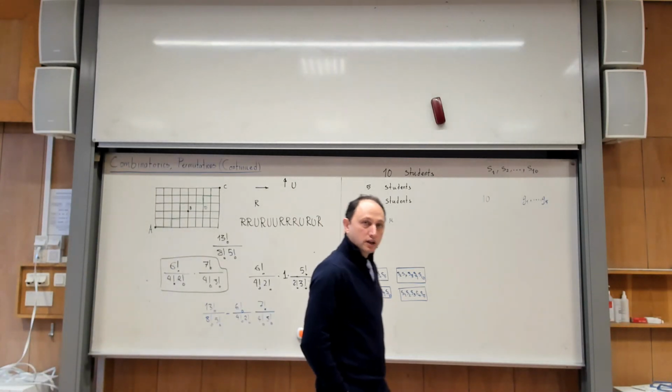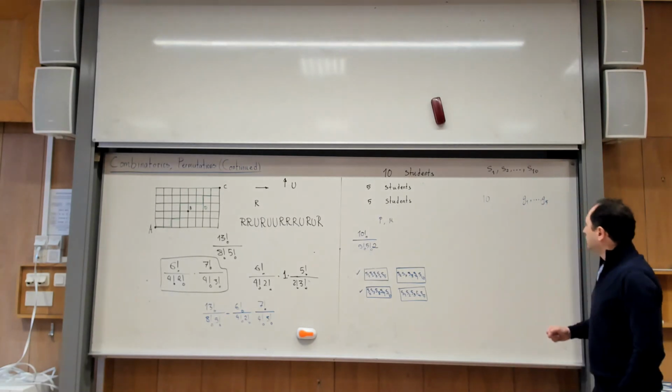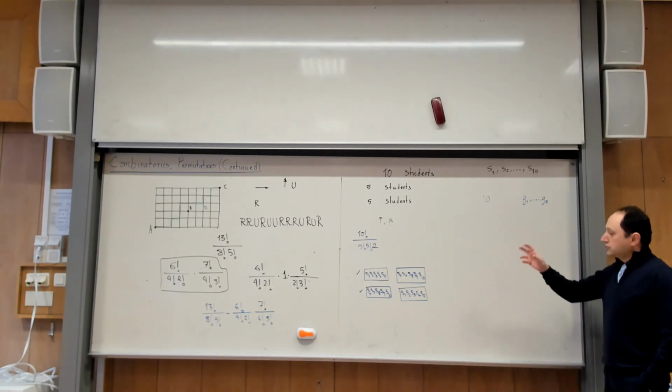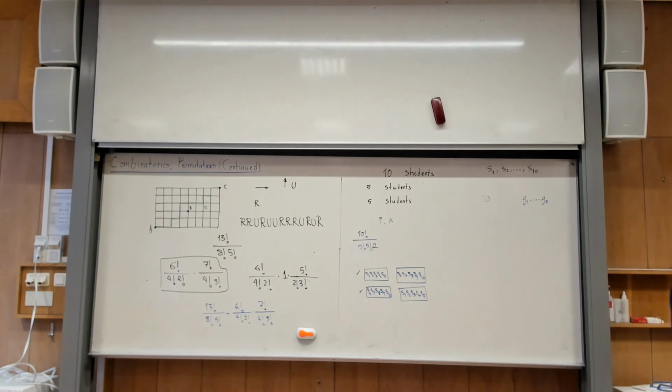Is the question clear? I have 10 students or 10 people. I want to group them in groups of 2, but one group plays game 1, one group plays game 2, and etc. Okay, in how many ways can I do that?